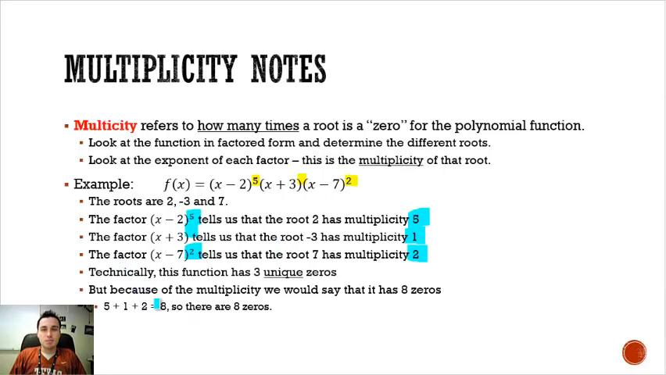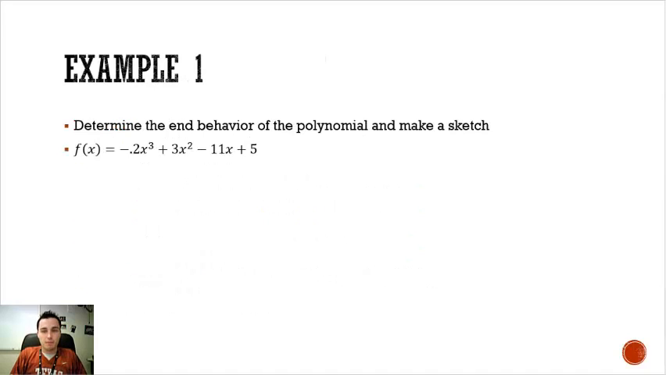Now, technically speaking, if you graph this function in the calculator, you would see it cross or touch the x-axis at 2, negative 3, and 7. So you would only see 3 unique zeros. But because of the multiplicity, we would say that it has 8 zeros total, and that just comes from adding up all of these different multiplicities. I guess we'll explore that when we get to that problem.